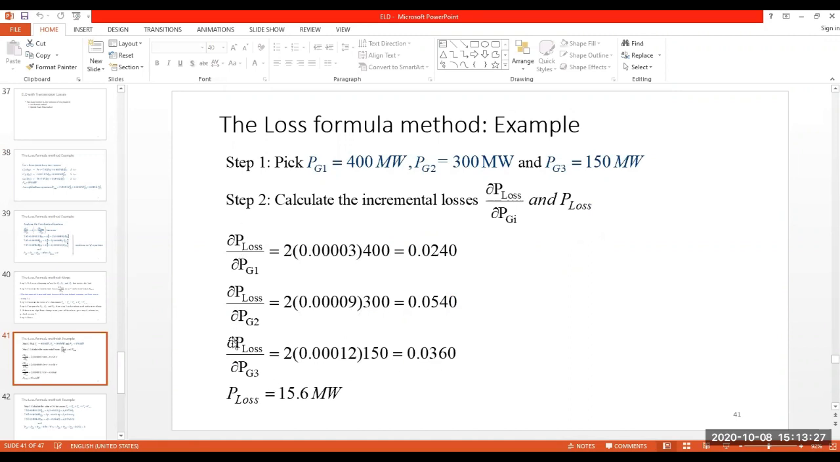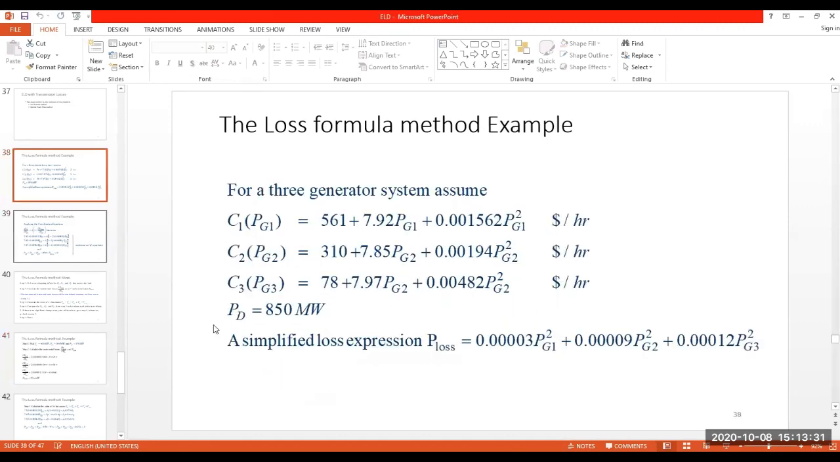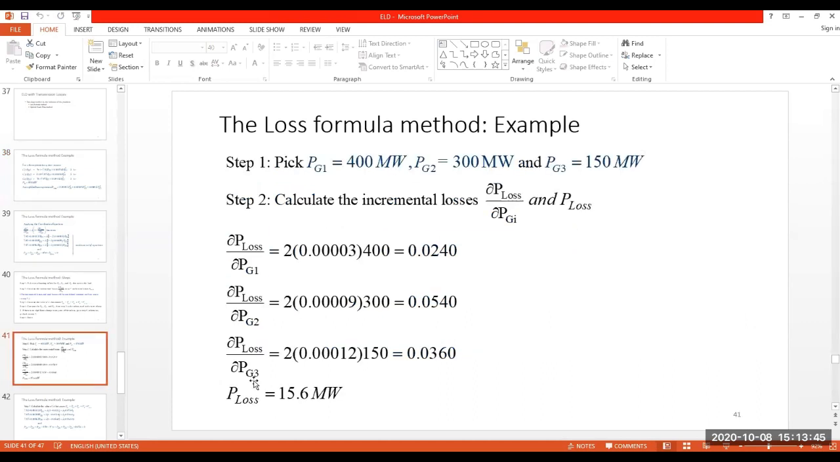Then if you know this, what is P_loss? P_loss is simply, you put here PG1 squared, that means 400 squared, 300 squared and 150 squared, and you add them up. Clear? So this will give you 15.6 megawatts. This is step number 2.